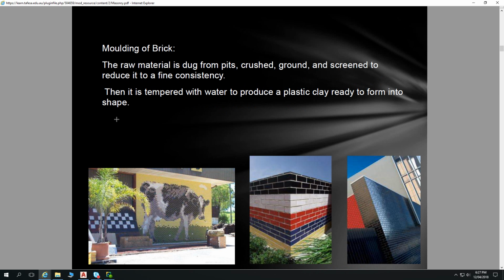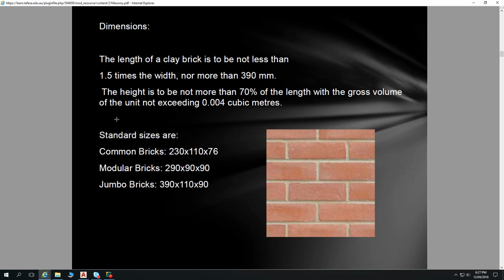So, moulding of bricks: the raw material is dug from pits, crushed, ground and screened to produce a fine consistency. Then it is tempered with water to produce a plastic clay ready to form into shape. So to get the right plasticity, right amount of water, form it into shape, trim them up and fire them. It's pretty quick and easy, fairly energy intensive though.